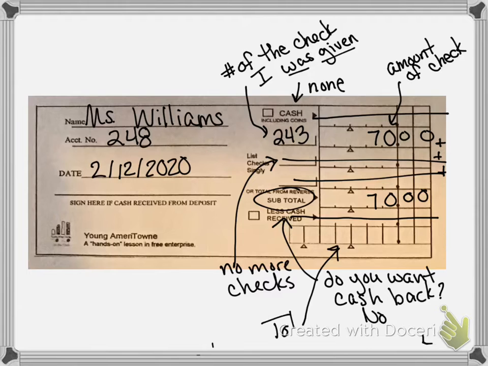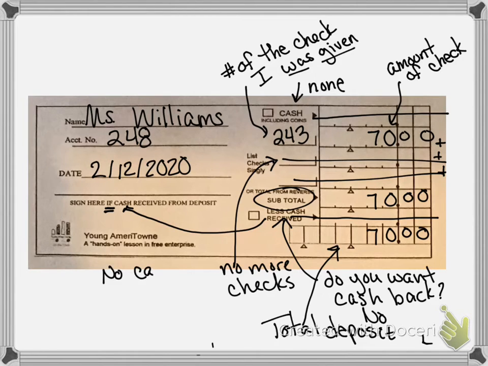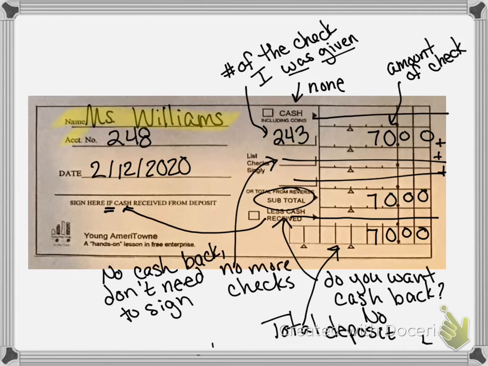So down at the very bottom, I'm going to fill out the total deposit amount. And this time, since I'm not taking any money out, $70. Over here it says sign here if you're getting cash received. We don't want any cash back, so we don't have to sign.